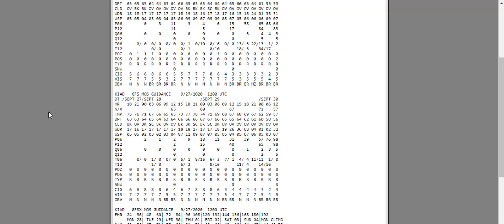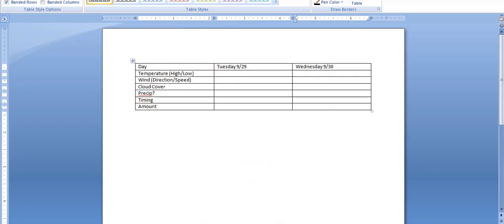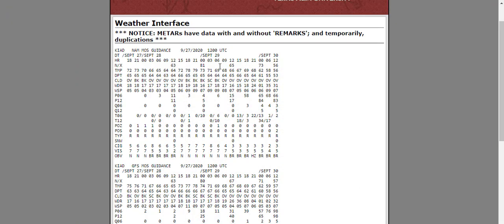Let's check MOS, because MOS is a good idea. So let's see. I want it for, what are my dates again? Tuesday and Wednesday. So the 29th.